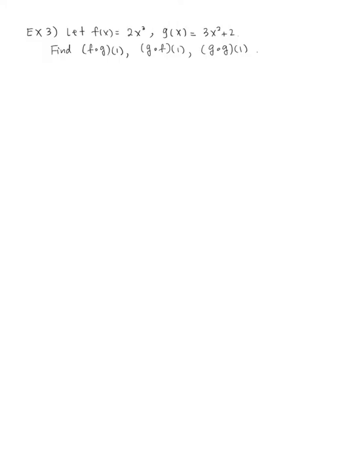Okay. Let's take a look at example 3. Let f of x be 2x to the third, g of x equals 3x squared plus 2. Question is, find f of g evaluated at 1, g of f of 1, and g of g of 1. Now, there are two ways that you can compute this. So let me show you both ways, and you can pick and choose whichever method you like to do. Okay, so let me just call this method 1.